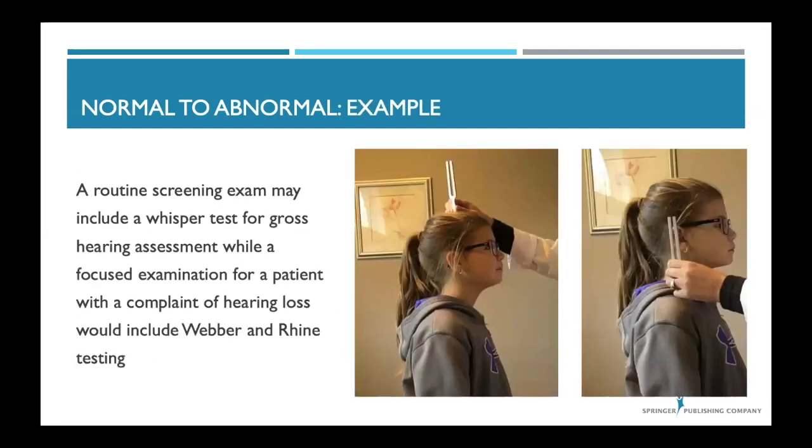So an example, a routine screening exam, probably we'll do the head to toe and we'll do a whisper test for gross hearing. Now, if that comes back normal, great. If that doesn't come back normal, this is where students and clinicians alike say, well, what's the next step? It's not always refer out to an audiologist. What else can I do as the clinician that will help me arrive at the appropriate diagnoses? So we might do the whisper test for a gross screening hearing test, while a focused exam for a patient with a complaint of hearing loss or something identified with that whisper test would go on to include a Weber and Rinne test.